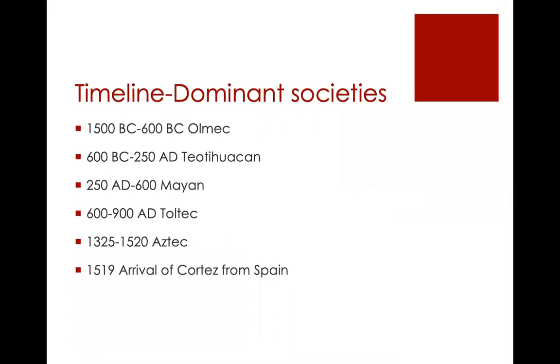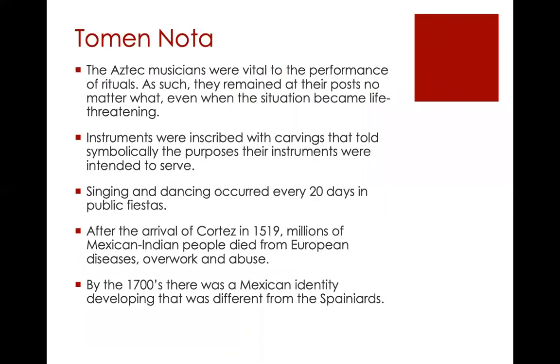Here's a timeline of some of the dominant societies. So we have 1500 BC to 600 BC, is the Olmec. 600 BC to 250 AD is Teotihuacan. 250 AD to 600 is the Mayan. 600 to 900 AD is the Toltec. 1325 to 1520 is the Aztec. And then in 1519, we have the arrival of Cortez from Spain.